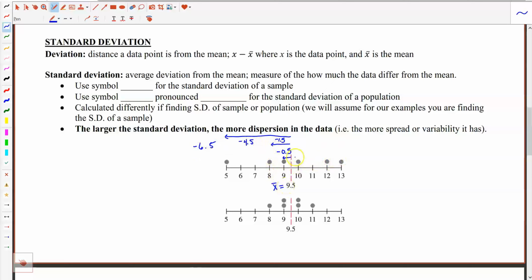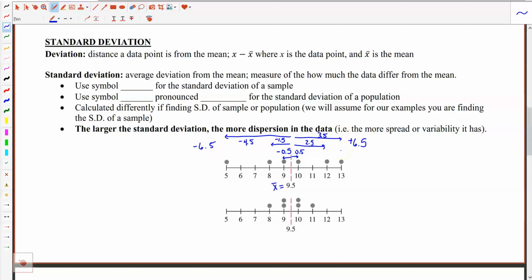Over here on the upper end, this data value has a deviation of 10 minus 9.5, or positive 0.5. This data value has a deviation of 12 minus 9.5, or 2.5. And this data value has a deviation of 13 minus 9.5, or 3.5. If I add all these positive deviations, they sum to positive 6.5. So if we sum the deviations together, they sum to 0.